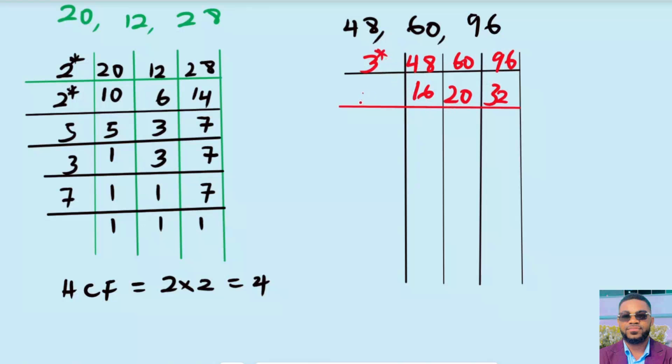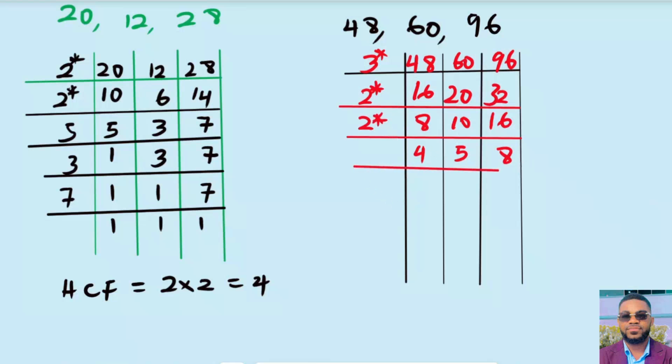Let me take 2. 2 goes into 16, 8, it goes into 20, we have 10, goes into 32, that's going to be 16. So we have to take these 2. Let's take the next one. We can still take 2. 2 goes into 8, that's going to be 4. It goes into 10 5 times. It goes into 16, 8. So you have to take these 2.